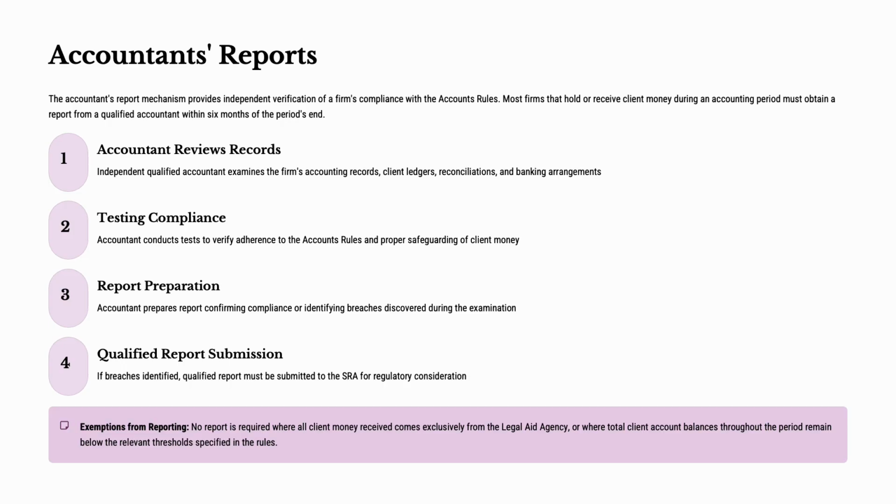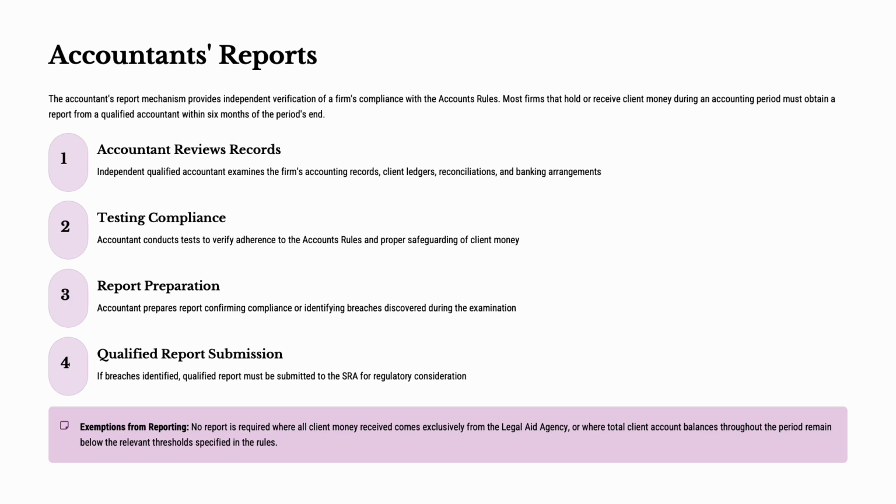So, accountant's reports. Most firms must obtain an accountant's report within 6 months of the end of the accounting period. The report is only submitted to the SRA if it is qualified, meaning it shows breaches of the accounts rules. If the firm handles only small sums or legal aid agency money, it may not need a report at all. Accounting records must be stored securely for at least 6 years. Yes, 6 years. And the SRA never forgets.